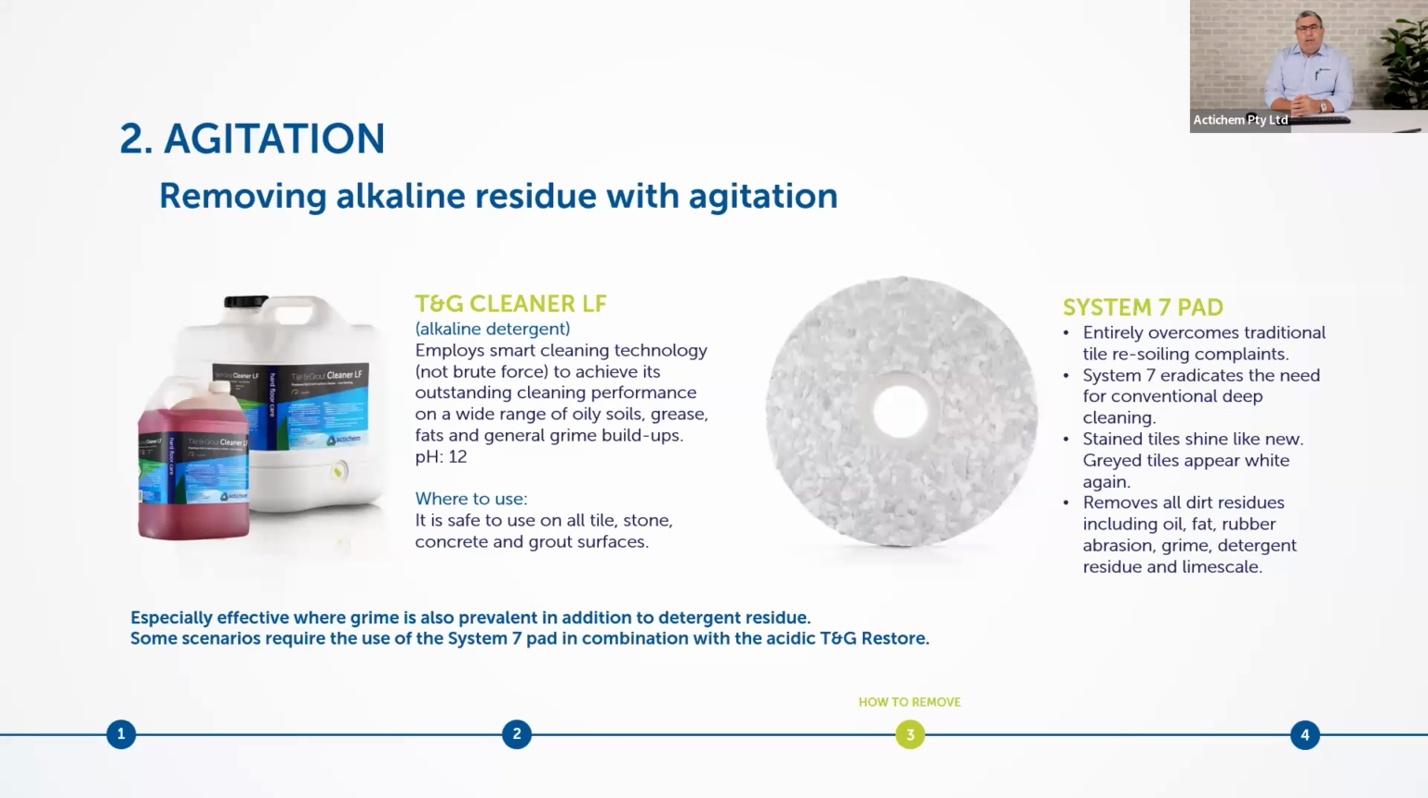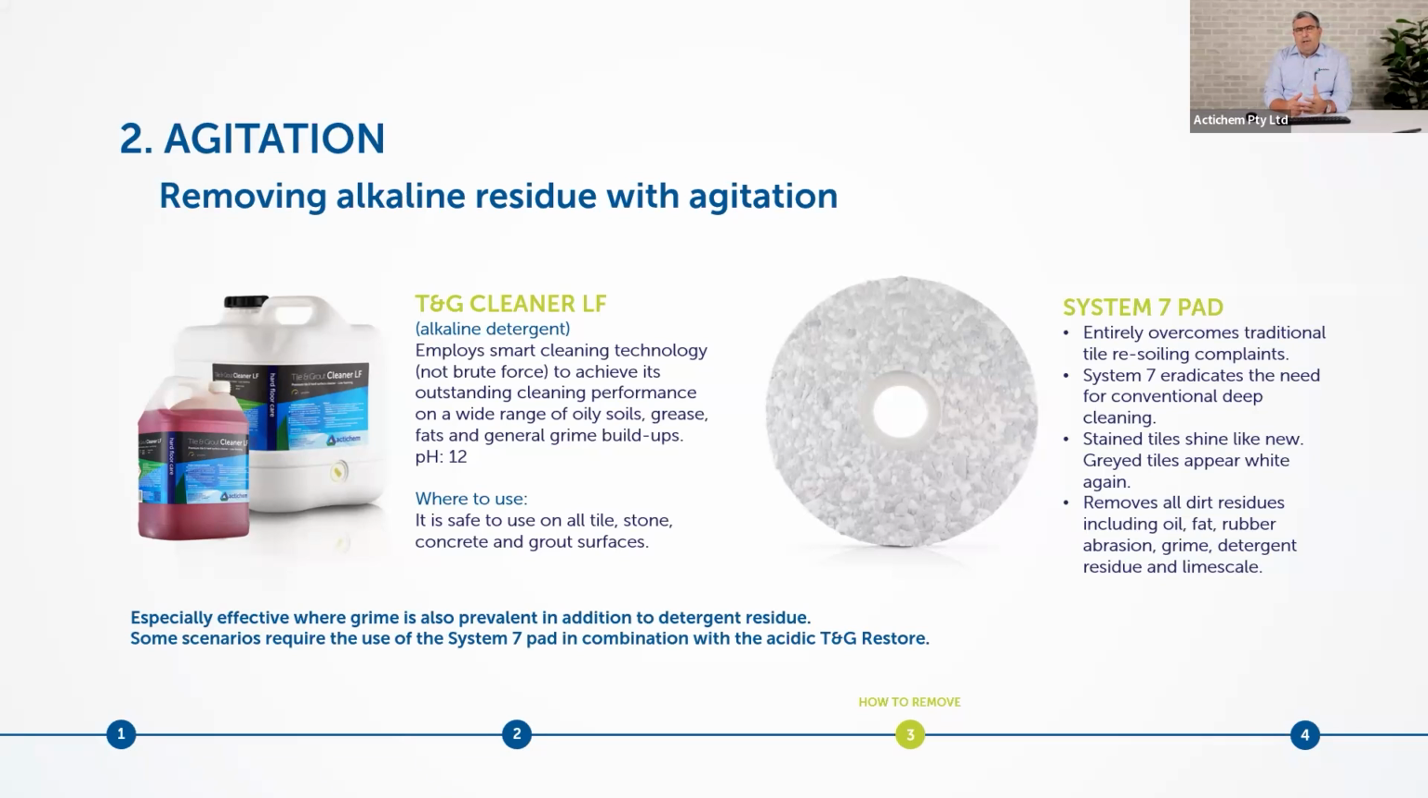We team that up with the TNG Cleaner LF. So the System 7 pad is used wet, able to be used on your rotary scrubbing machines, on auto scrubbers, or even as a hand pad on a doodle bug or just by hand. Teamed up with the TNG Cleaner LF, which is an alkaline cleaning solution, and is incredibly successful in removing that detergent residue.